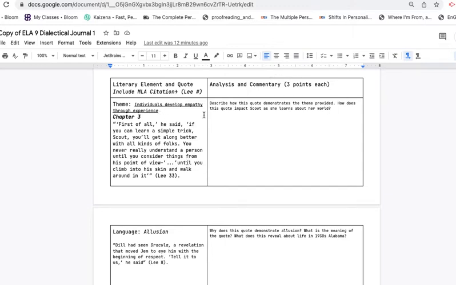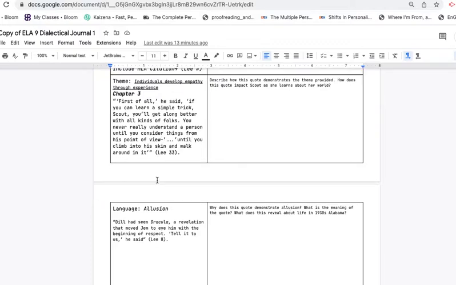So describe how this experience and what Atticus is telling her is allowing Scout to develop empathy. And empathy means an understanding of people that are not you and relating to them on a level to where you're almost putting them in your shoes. And it's exactly what Atticus is saying here. You never really understand a person until you consider things from his point of view. That is empathy. So how's Scout developing empathy?